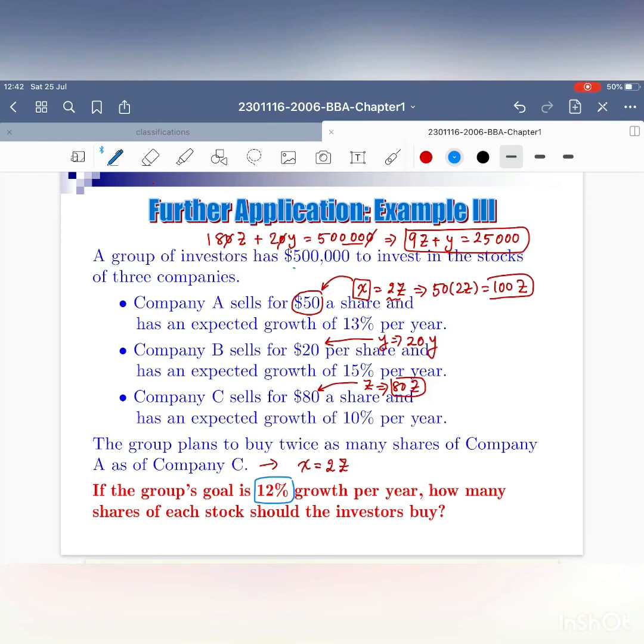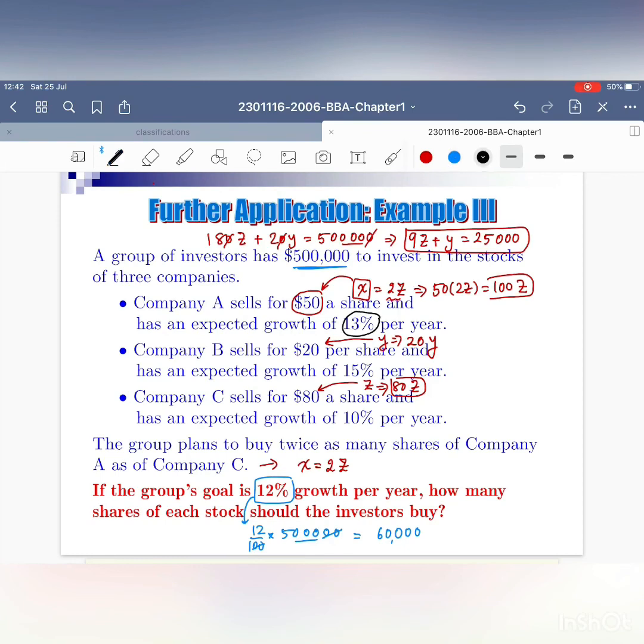The second condition says that the investor group expects to have 12% growth. From what? From this 500,000. So 12% of that 500,000, okay, so the 2 of the 0 is gone. So you have 60 with another 30, so it's 60,000. Okay, so that is the growth that you can expect.